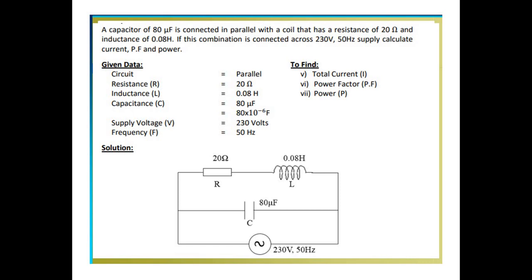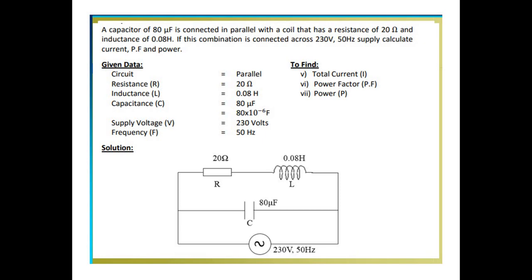Circuit combination is parallel, with resistance 20 ohm, inductance 0.08 Henry and capacitance 80 microfarad, 80 into 10 to the power of minus 6, supply voltage 230 volt, frequency 50 Hz. Find the total current, power factor and power.